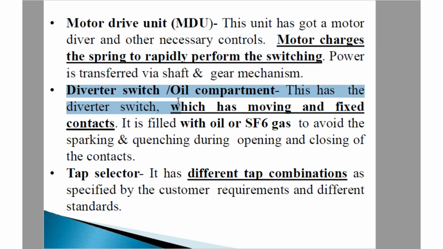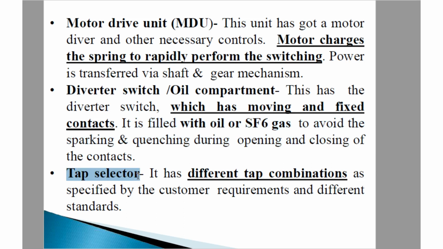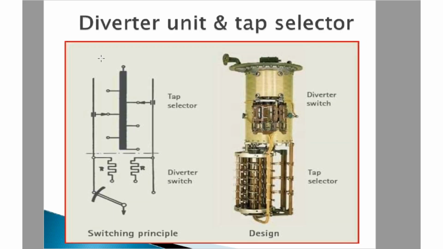The diverter switch or oil compartment has the diverter switch which has the moving and fixed contacts. It is filled with oil or SF6 gas to avoid sparking and for quenching during the opening and closing of the contacts. Now the tap selector has different tap combinations as specified by the customer requirements and different standards. So these are the diverter unit and tap selector.